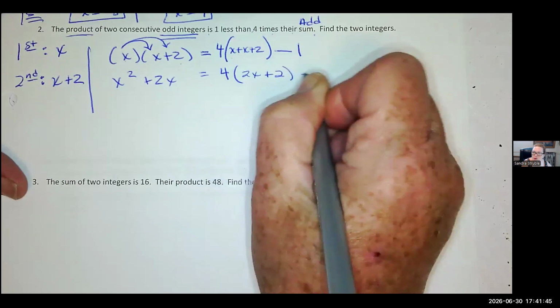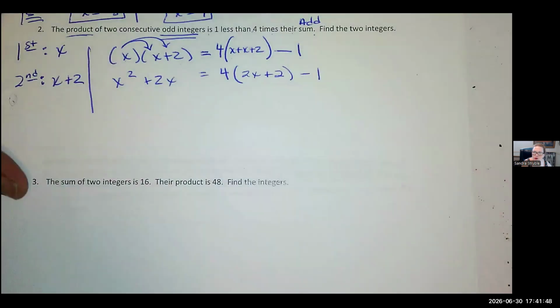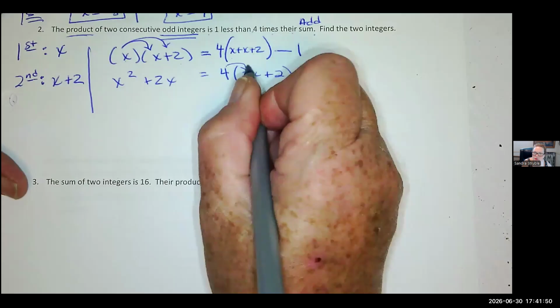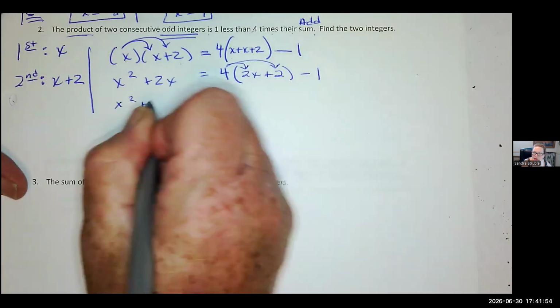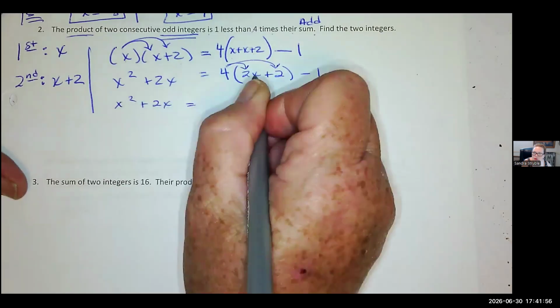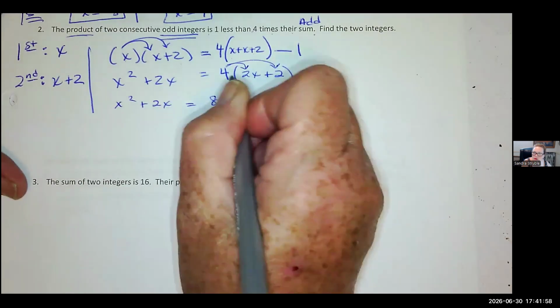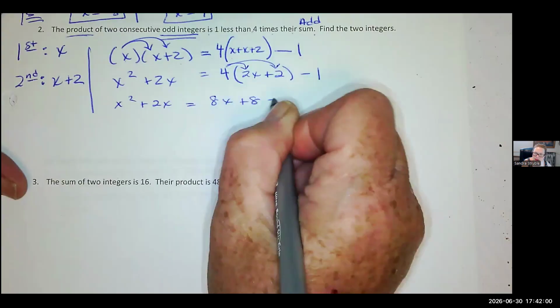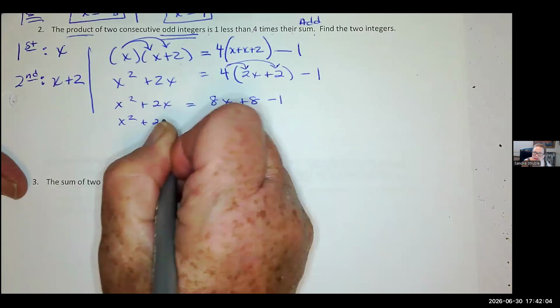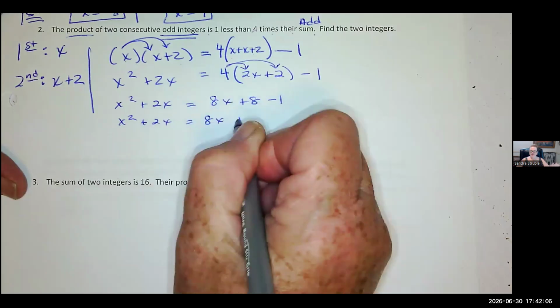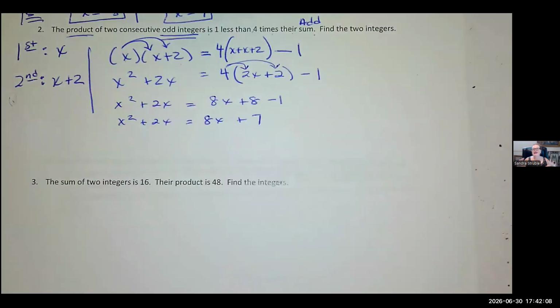Now you can distribute. You want to simplify everything as low as you can go. X squared plus 2x is equal to 4 times 2x is 8x. 4 times 2 is 8 minus 1. Let's keep going. X squared plus 2x is equal to 8x. 8 minus 1 is 7. Now, I've simplified everything I can on both sides as low as I can go. I've combined every like term I possibly can.